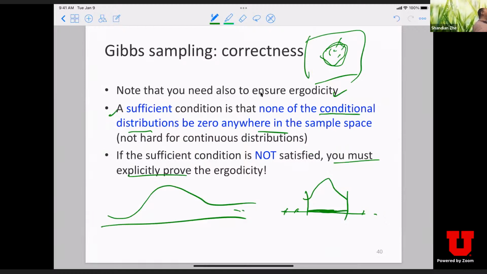And to show ergodicity, there are a lot of methods. Here, we just give one simple sufficient condition: if your conditional distribution has no zero support, meaning that it has no regions where you have zero density values, that is sufficient. But if it is not, there are a lot of other conditions.